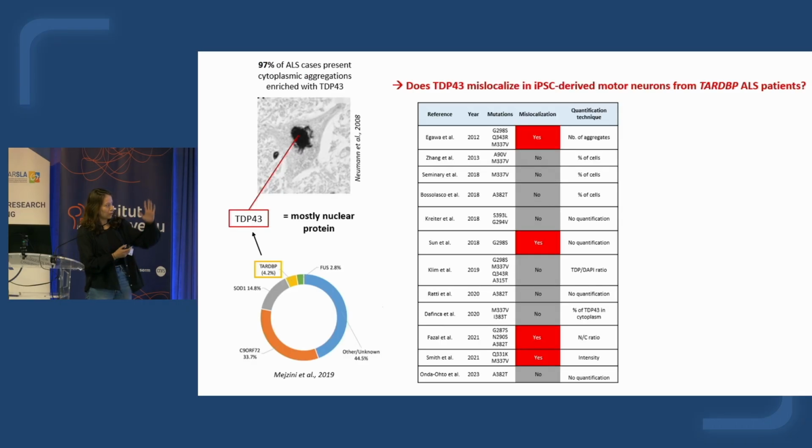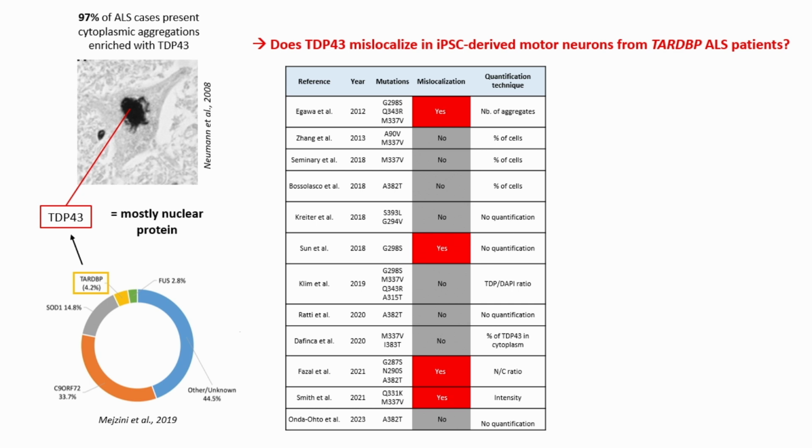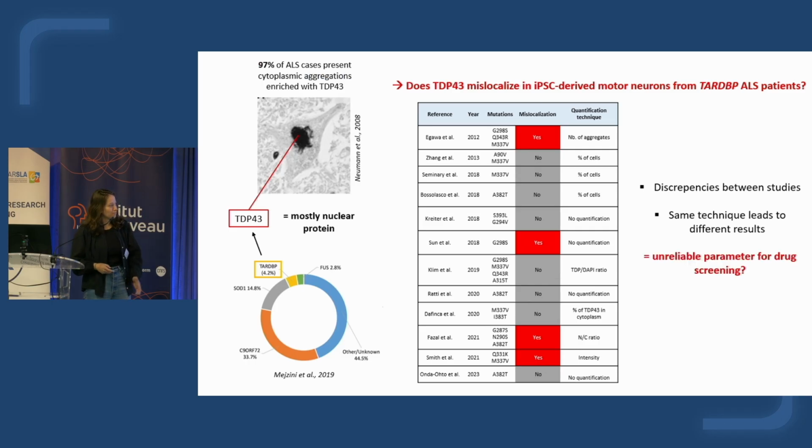I checked all the papers that have looked at TARDBP patients and whether they see mislocalization. And well, the answer is yes and no. Between studies, sometimes it's yes, sometimes it's no. We tried to link this with mutations, with what coating they used, and what age they looked at the motor neurons, and we didn't really find a link. Then we checked the quantification techniques, and sometimes the same technique in different labs leads to different results. So maybe this is not a really reliable parameter for drug screening in iPS-derived motor neurons.